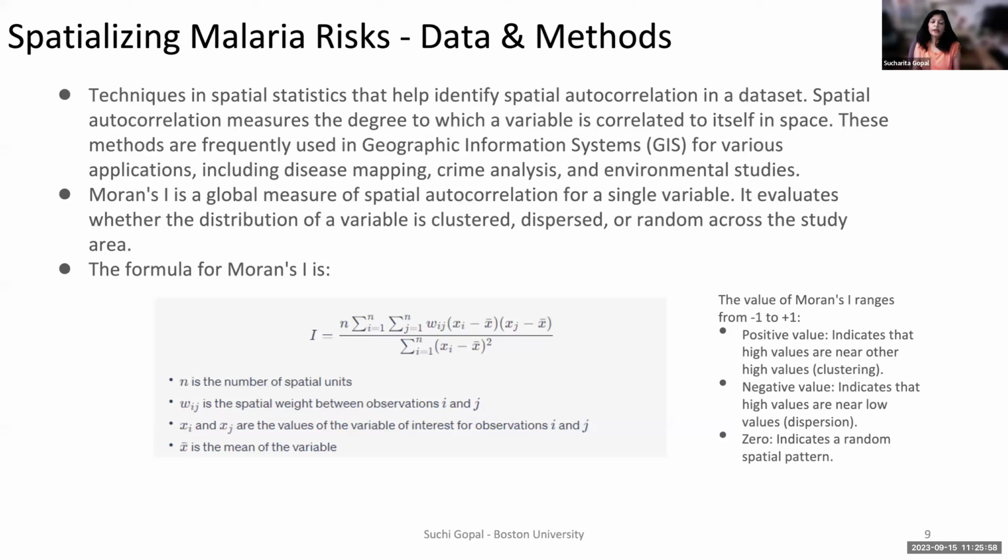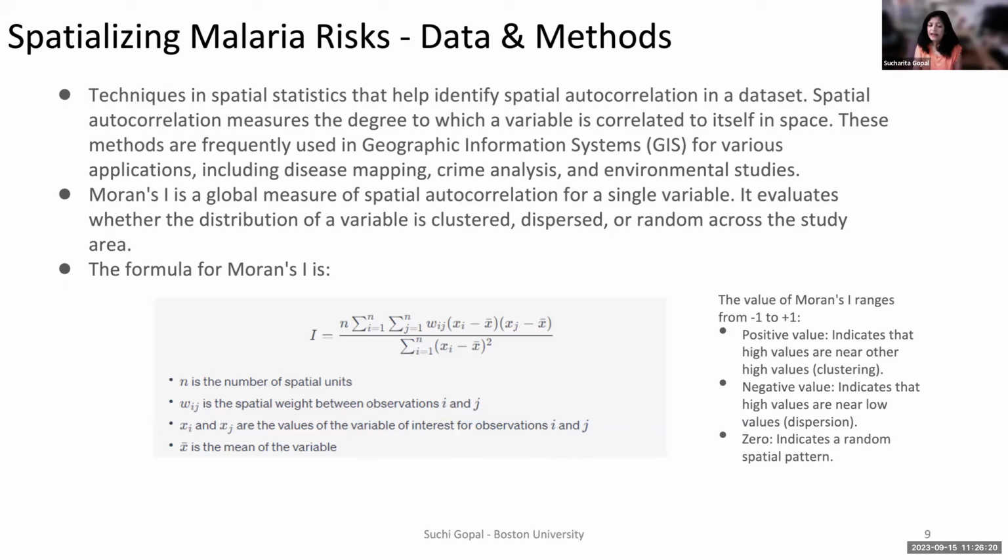And more importantly, I want to be using spatial statistics. And I would like to use this measure called Moran's I, which is a measure of spatial autocorrelation. And that evaluates if the distribution of that particular incidence of the disease is clustered or dispersed or random across my study area.